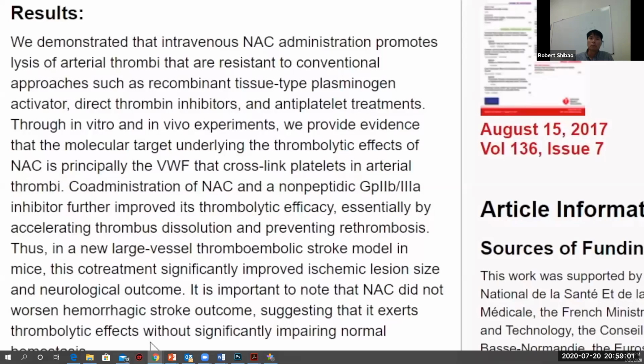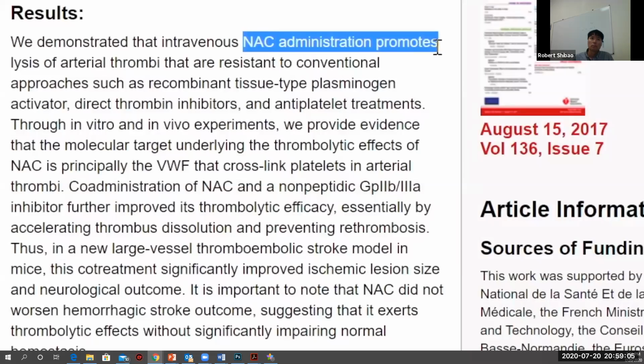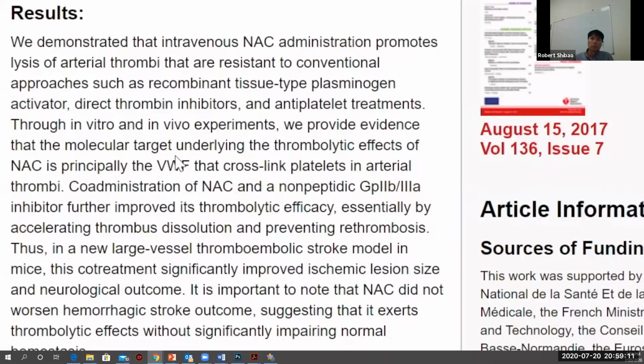So what did they find? Exactly that. NAC administration promotes lysis of arterial thrombi. These are the same kind of thrombi that might be acting in COVID-19 in the pulmonary vasculature and in other places as well. They found that the thrombolytic effect of NAC is principally at the von Willebrand factor, and that if you administered it with a GP2B3A inhibitor like Integrilin, which is another medication, it actually improved its thrombolytic effect even more.